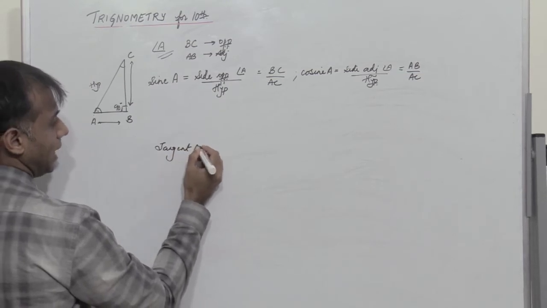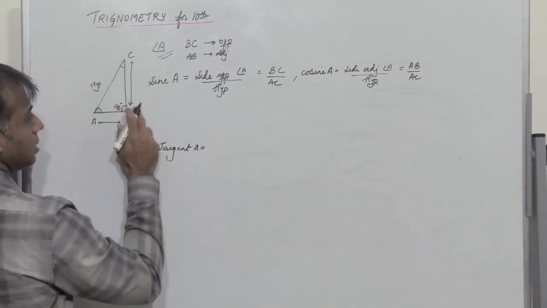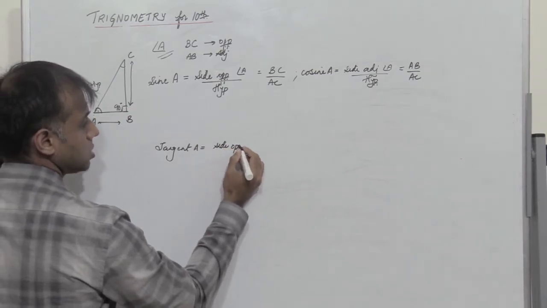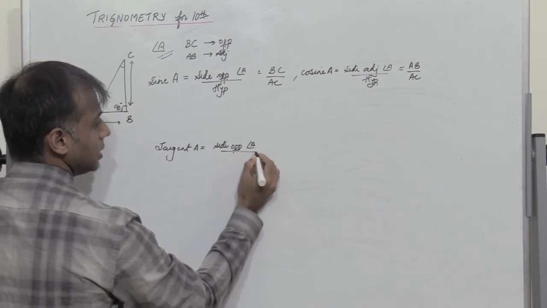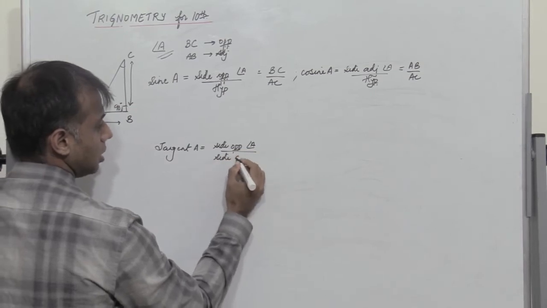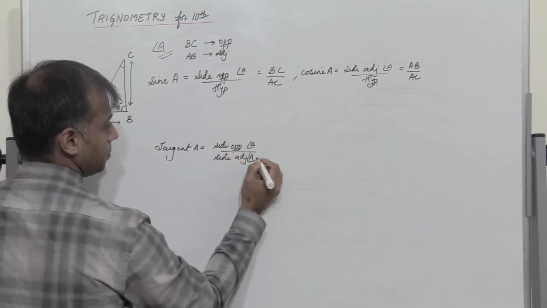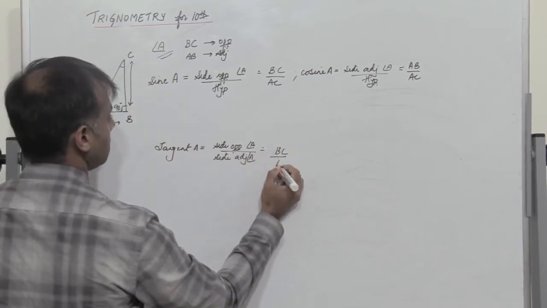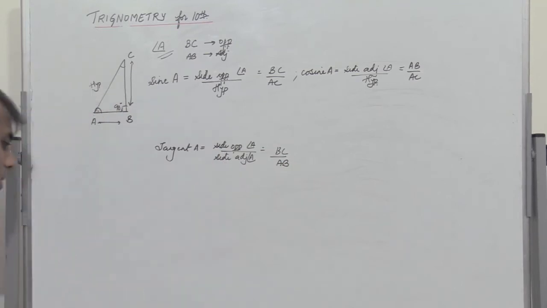Tangent of angle A is nothing but the side opposite to angle A divided by the side adjacent to angle A. So this is the opposite side, which is BC, divided by AB. Right? So we have defined these three ratios.